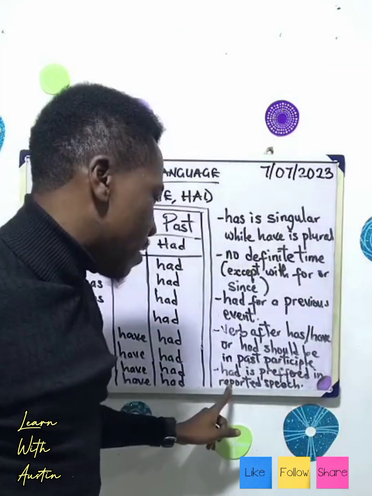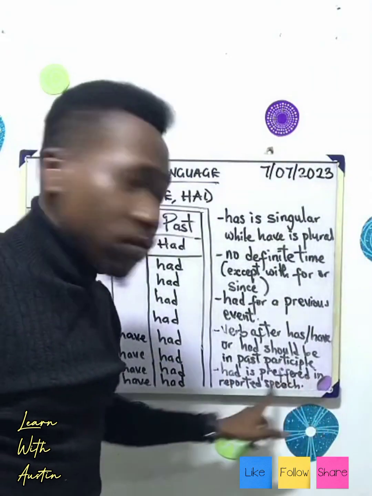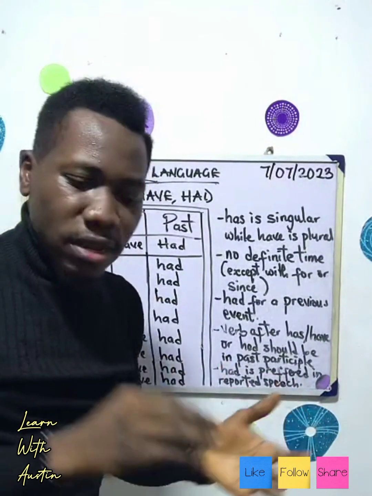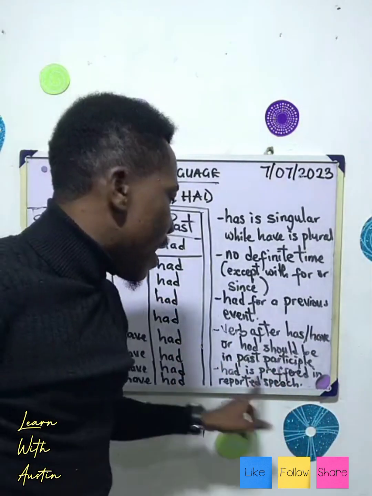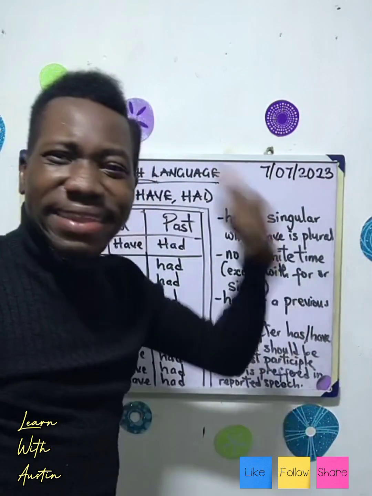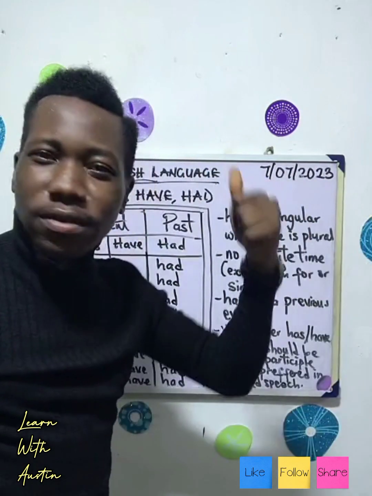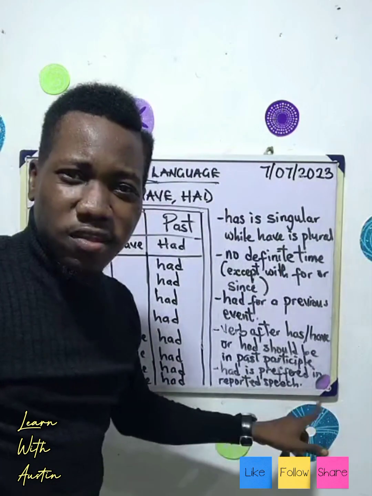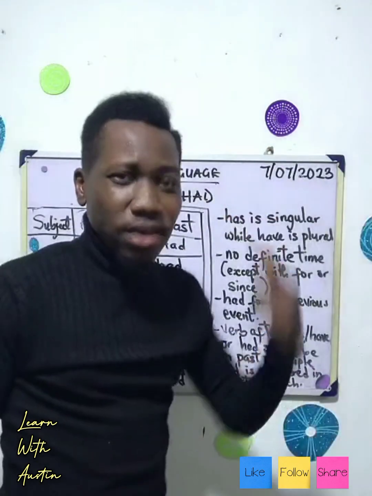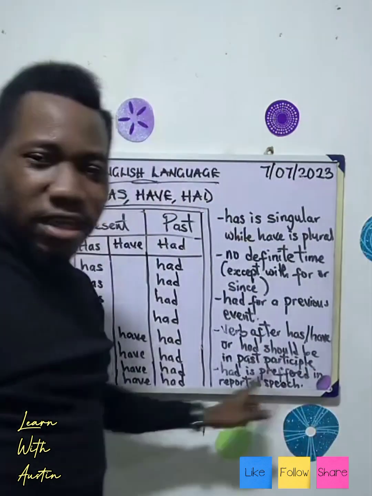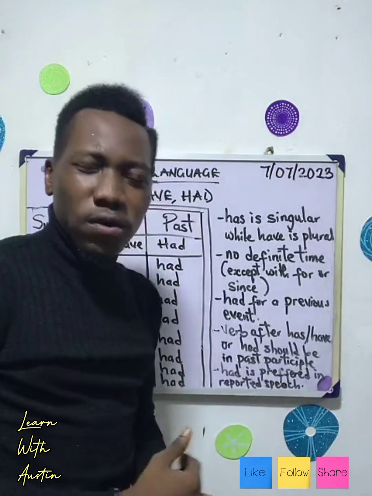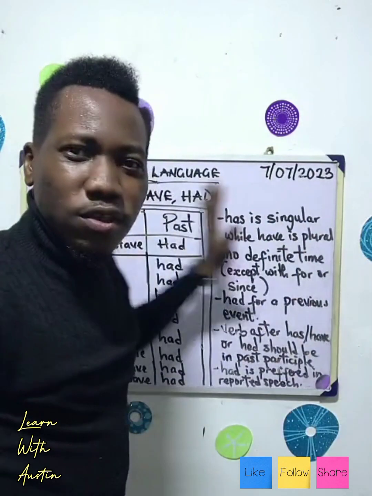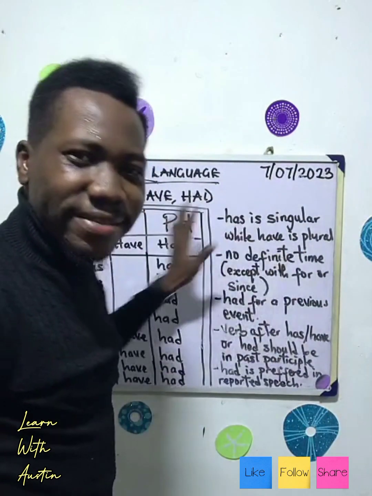Another thing that should be noted is that had is preferred in reported speech. So if you are reporting a speech, or even in conditional sentences, had is preferred. If I had, conditional, right? Or reported speech. She said she had, and not she said she have, all right? Reported speech, had is preferred, also in conditional sentences. So these are some of the things we want to take note of, all right? When you come to the verbs has, have, and had.